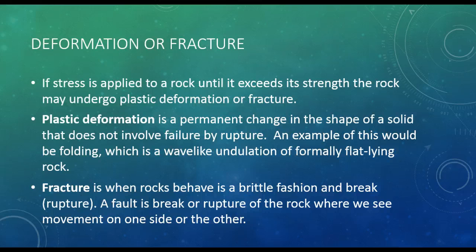If stress applied to a rock unit exceeds its strength, the rock may undergo plastic deformation or fracture. Plastic deformation is a permanent change in the shape of the solid that does not involve failure by rupture. An example of this would be folding, which is a wave-like undulation of formerly flat-lying rocks. Fracture would be when a rock behaves in a brittle fashion and breaks or ruptures. A fault is a break or rupture of the rock where we see movement along one side or the other.